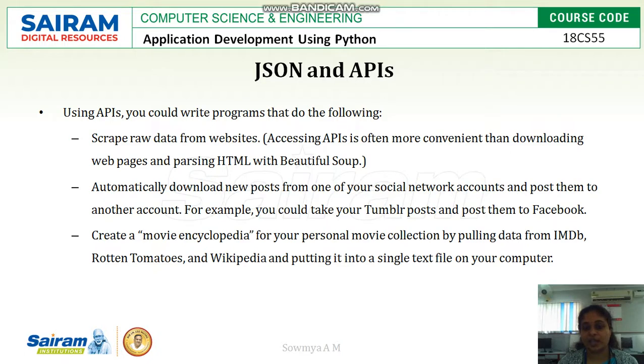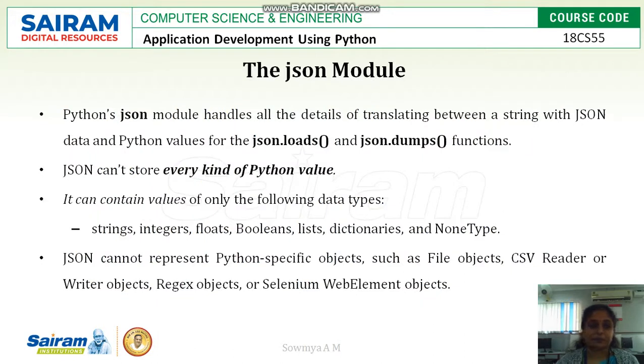Accessing APIs is often more convenient than downloading web pages and parsing the HTML, because we get the raw data here. It can automatically download new posts from one of your social network accounts and post them to another account. For example, you could take your Tumblr posts and post them on Facebook. You could also create a movie encyclopedia for your personal movie collection by pulling data from IMDb, Rotten Tomatoes and Wikipedia. Next we'll see what the JSON module is.